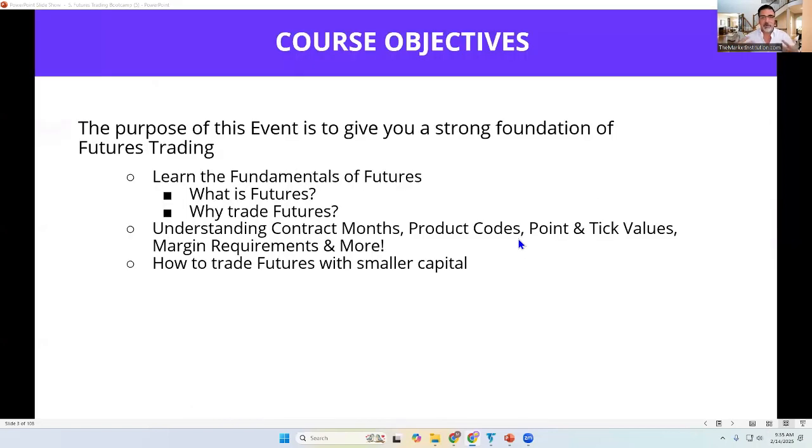All right, so the purpose of this mini course, kind of a crash little course that we're doing right now, is to give you a strong foundation of futures trading. Okay, we'll start off with just some futures products, kind of reminding you of some of the language, lingo that we use. We'll talk a little bit about the fundamentals of futures. What is a futures contract? Why we like trading futures? And understanding the futures contracts, the months, the codes, point and tick value, and margin requirements, and more. And then how to trade futures with smaller capital, okay?